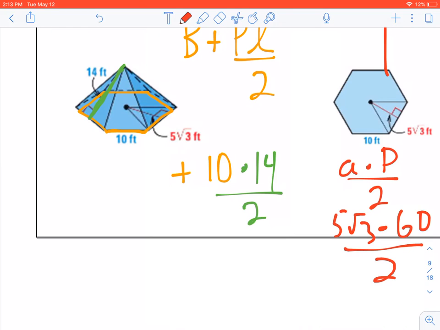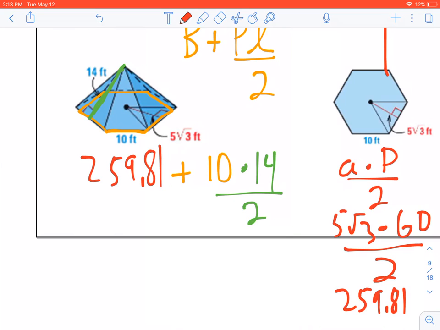So 5 times the square root of 3 times 60 divided by 2 is 259.81. So that was the area of our base then.